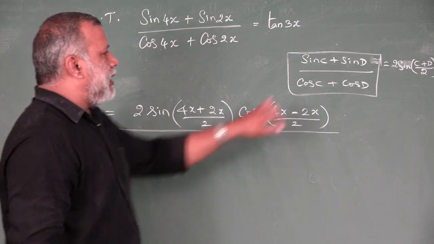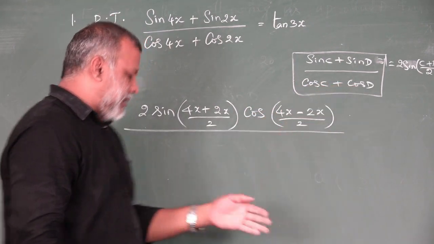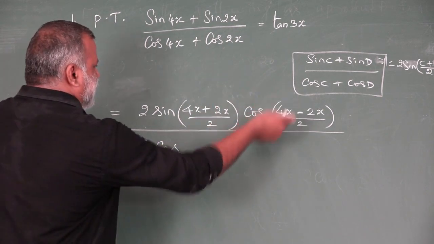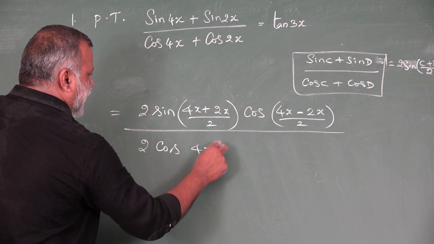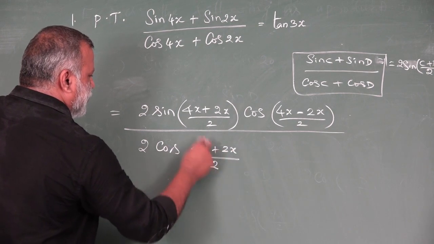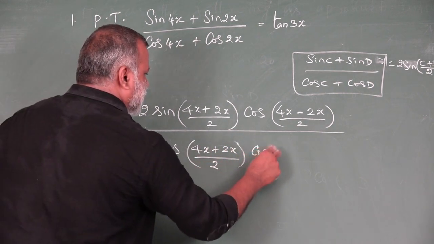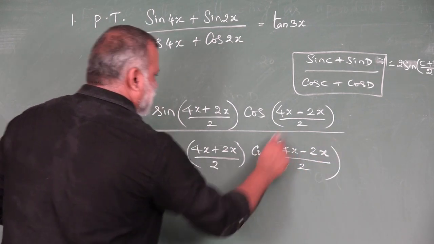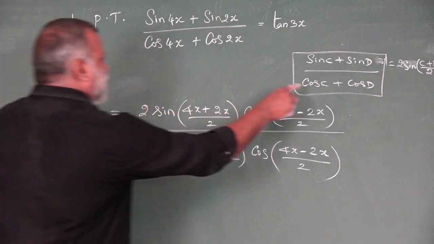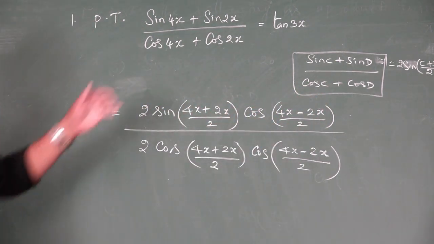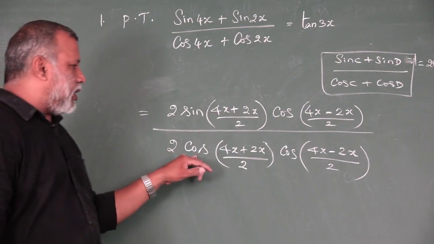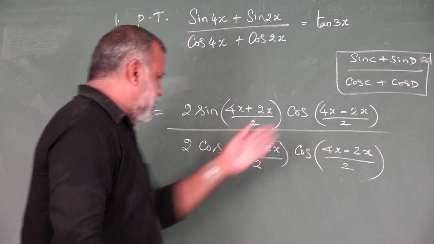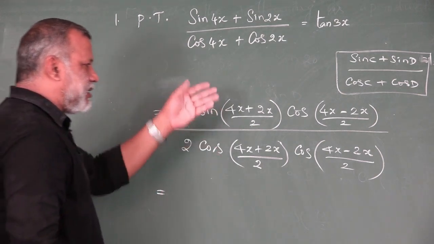In the denominator, it is in the form of cos c plus cos d. We also used it here. 2 cos c plus d by 2, where c is 4x plus 2x by 2, again cos 4x minus 2x by 2. So here we are using the cos c plus cos d idea: cos c plus cos d is equal to 2 cos c plus d by 2 cos c minus d by 2.